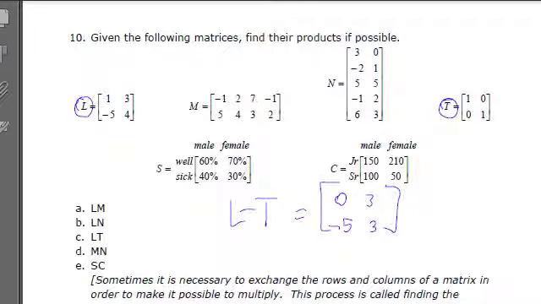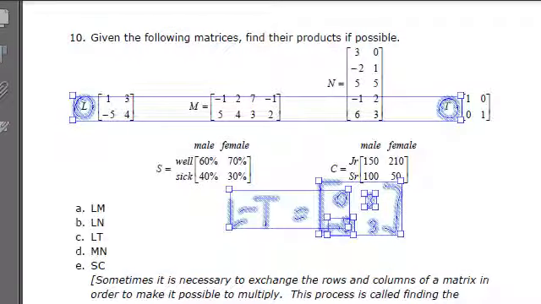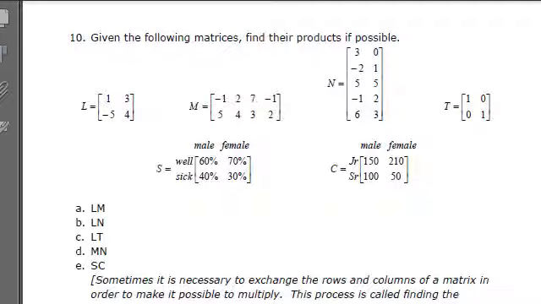Now, let's talk about adding. Adding is the same as subtracting. As long as the dimensions are the same, you can move forward. But with multiplication, you have to have some specifics in place, particularly your inner numbers, to do anything. So we're going to talk about A. It says L times M. L is a 2 by 2. M is a 2 by 4. So, is the multiplication possible?